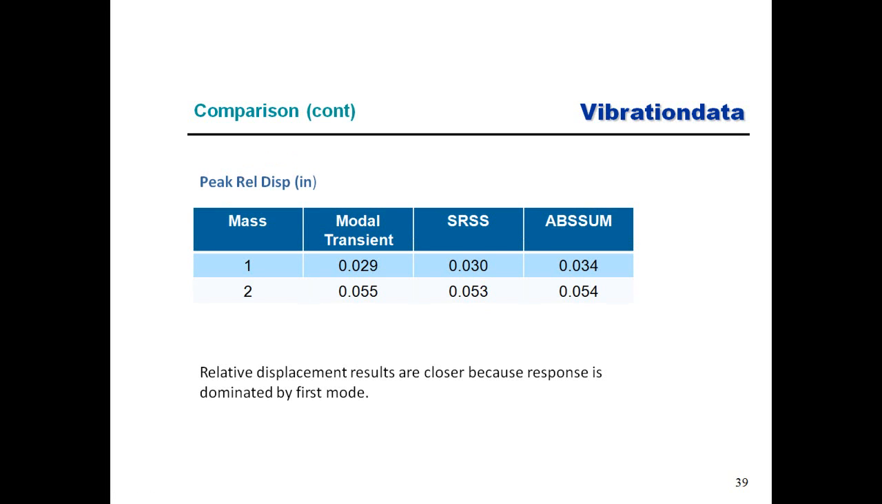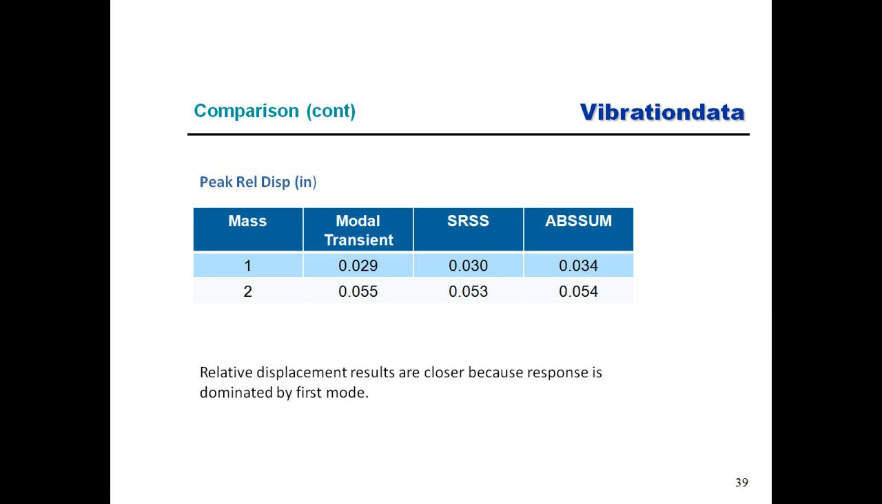Okay, now here's the same data all over again, except we're looking at peak relative displacement in inches. And in this case, the values are going to be more closely spaced because it's just the fundamental mode that's dominating the response. Again, ABSUM is always higher than the SRSS method, but just with a narrow gap. Now, in this case, the modal transient for mass 1 was slightly lower than the SRSS method, and the modal transient for mass 2 was just slightly higher than the ABSUM method. And I'm not going to really worry about that.